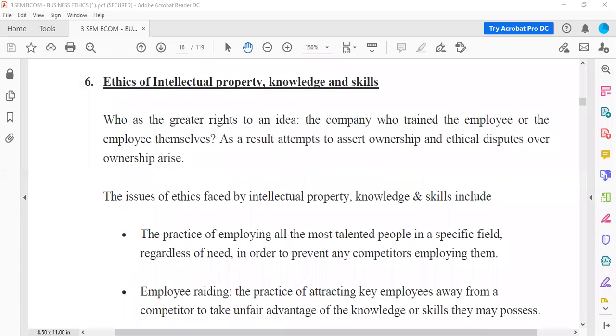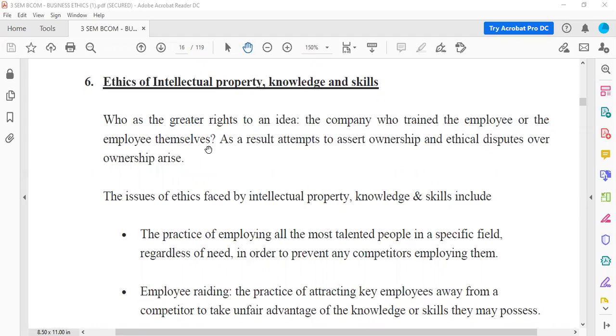Now, ethics of intellectual property, knowledge, and skills. Intellectual property, knowledge, and skills are an asset to the company. If an employee or employer, anybody, has put in all their hard work and found something inside the company, which adds not only name and fame but also makes the process easier and saves money for the company, then all that will be considered under intellectual property, knowledge and skills. So let us see how this is done.